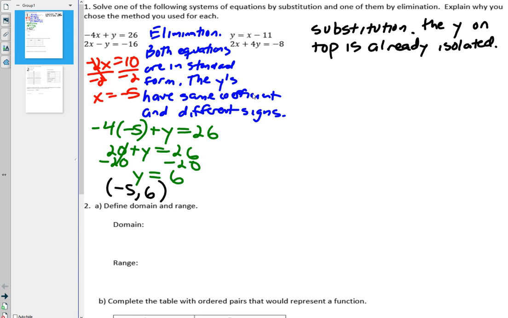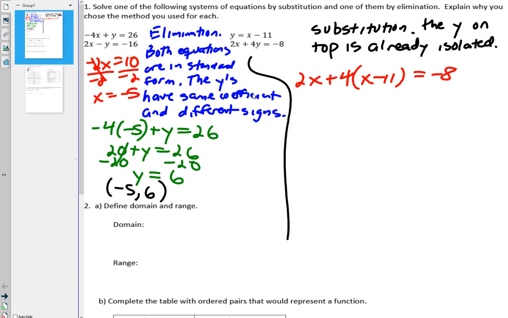So because we have a variable that's already isolated, that means that we can already jump right into substitution. Since the top y is equal to x minus 11, I can then write the bottom equation. But once I get to the y, I won't write the y, I'll write x minus 11. And even though I didn't physically eliminate, what has substitution accomplished for me?